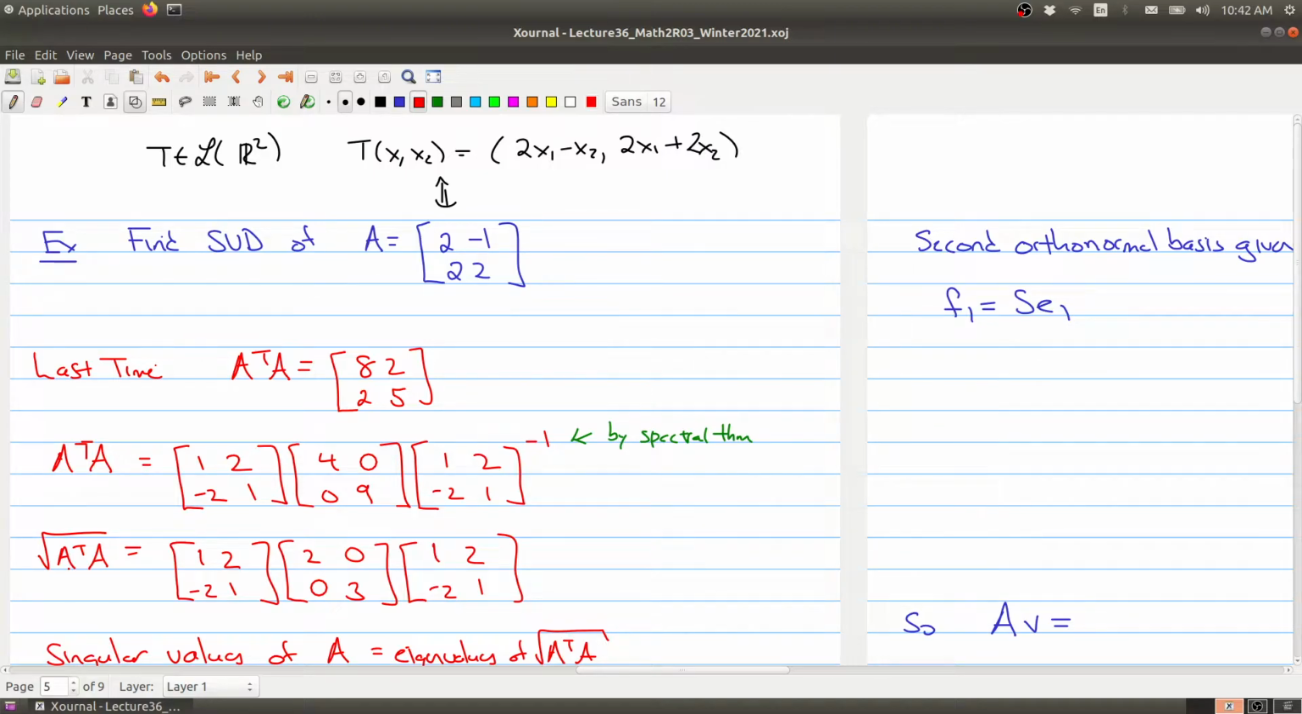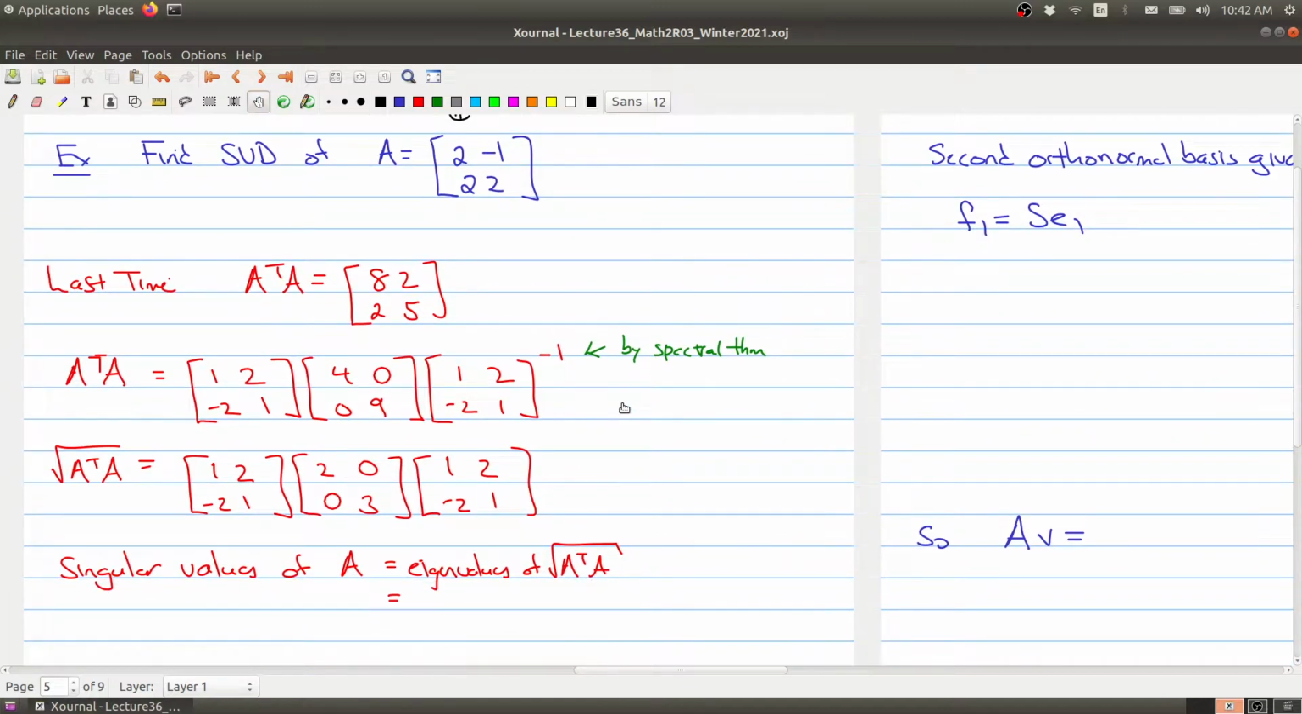And then you can see what the singular values are, right? The singular values of this matrix A are the eigenvalues of this matrix right here, and so they are lambda equals 2 and lambda equals 3. Okay, so there we go. We got the singular values.